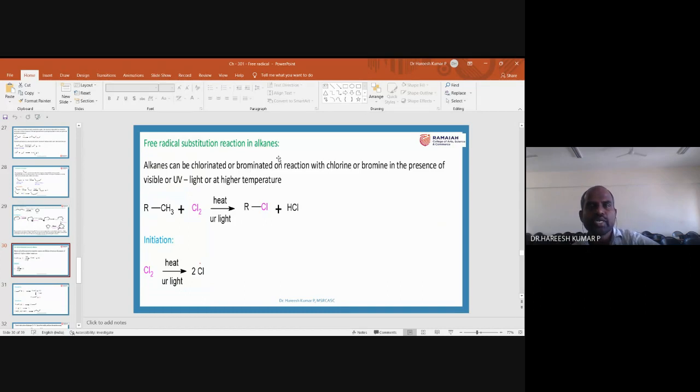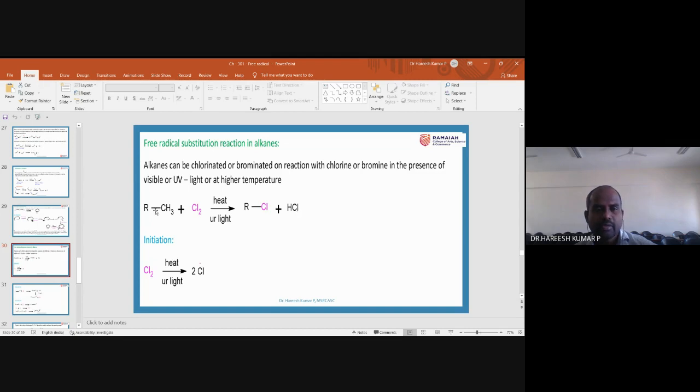So free radical substitution reactions in alkanes. So this is one alkane. In an alkane, R group should be an alkyl group. Then only it's an alkane. If R is equal to H, then it is methane. If R is equal to methyl, then it is ethane. If R is equal to ethyl, then it is propane. So an alkane, when it is subjected to chlorine in presence of heat or light, what will happen? An alkane is converted into alkyl halide, and hydrogen chloride is a byproduct. Okay, so this is a reaction.